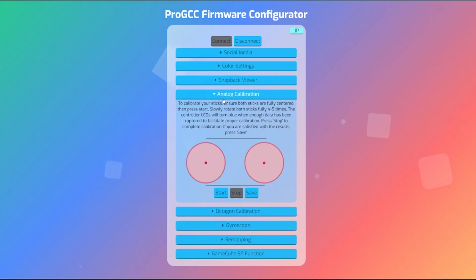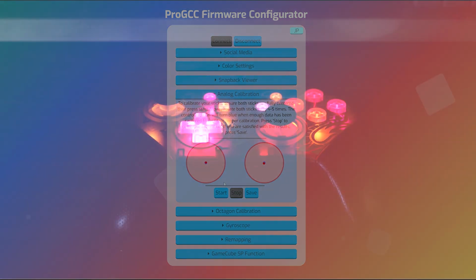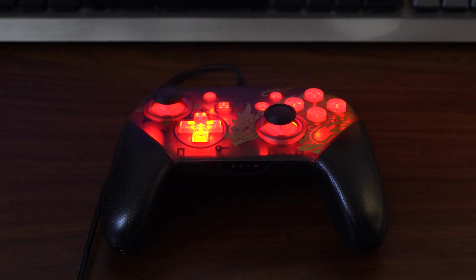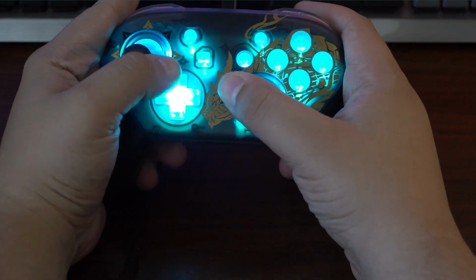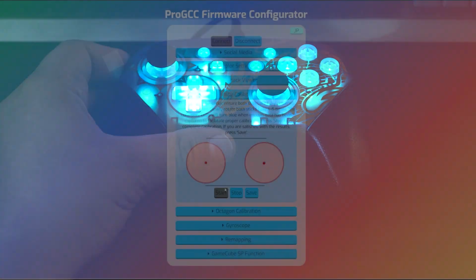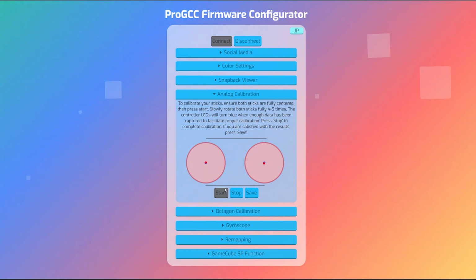Up next, we have Analog Calibration. If your sticks ever feel like they're not acting correctly, we recommend starting with an analog calibration. All you have to do is click Start, and your controller will turn red. If you spin both sticks a few times, once the controller's gathered enough data, it'll turn blue. From here, you can click Stop and Save. This will recenter your sticks.